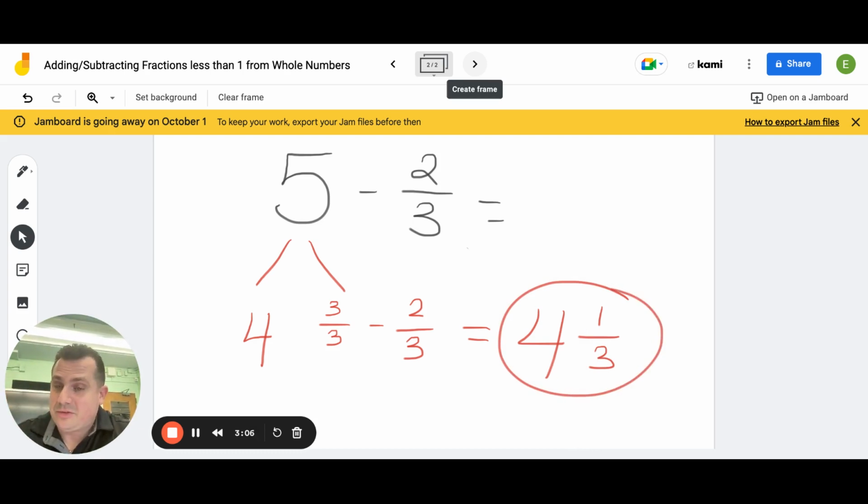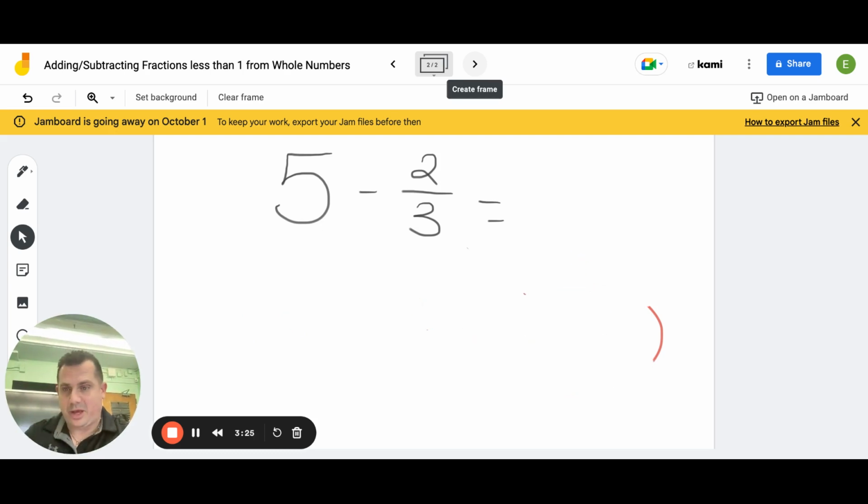Or some of us are looking at this a different way, okay? Where we're turning our whole number into an improper fraction. So let's take a look at what we have right here and see if it gives us the same answer. Okay, so I have 5 minus 2/3. A lot of us are looking at those thirds and saying, thirds. Can I turn my 5 wholes into thirds? Well, I can. How many thirds would be in 5 wholes?